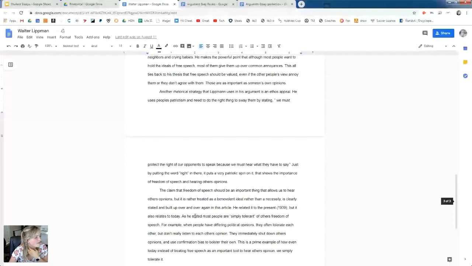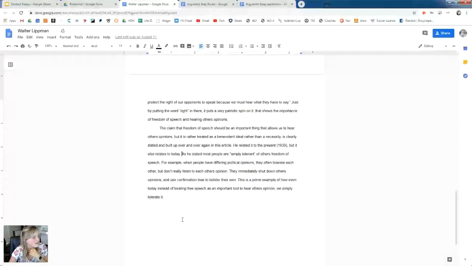The claim that freedom of speech should be an important thing that allows us to hear others' opinions, but is rather treated as a benevolent ideal rather than a necessity, is clearly stated and built up over and over again in this article. He related it to the present, 1939, but it also relates to today.